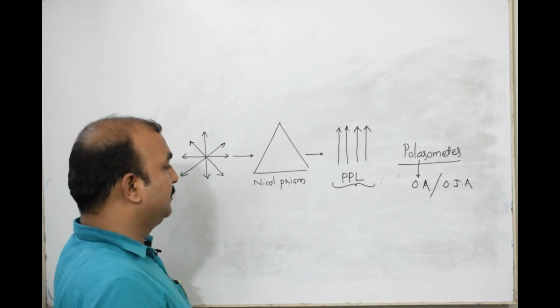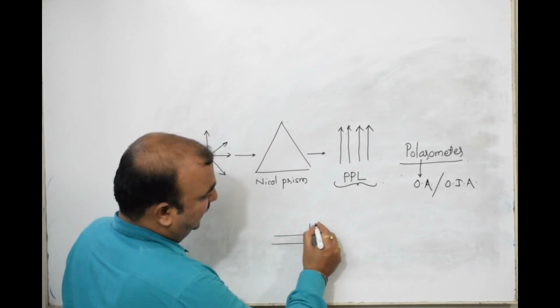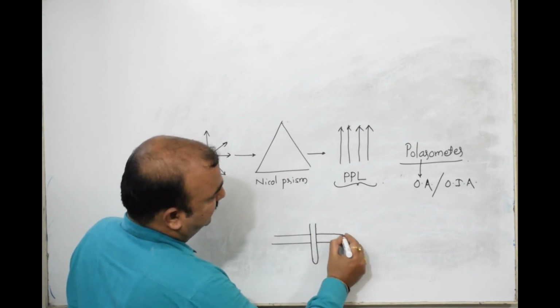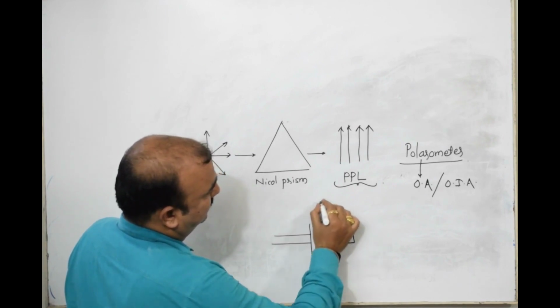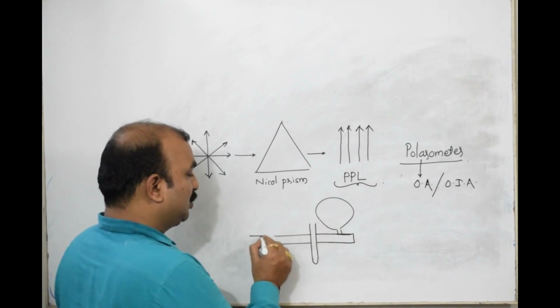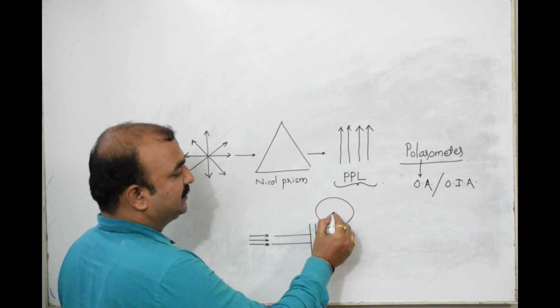Now what is going to happen, I am drawing a very rough diagram. This is a cuvette, this is the polarimeter, and this is like this. This is the source of the plane polarized light, and there is the presence of a needle.